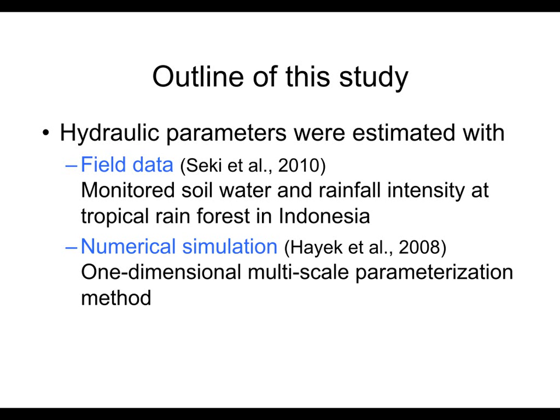So, this is what we did. Hydraulic parameters were estimated with field data and numerical simulation. Field data is monitored soil water and rainfall intensity at tropical rainforest in Indonesia. Numerical simulation is a one-dimensional multiscale parameterization method. It is an inverse optimization of hydraulic parameters in layered soil by using one-dimensional Richards equation. Original algorithm in the paper of Hayek et al. was modified, and some improvement is described in this paper.